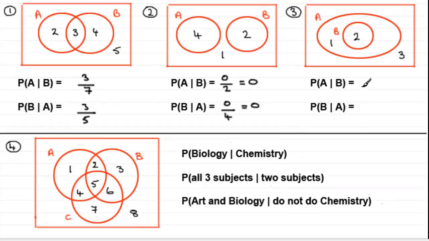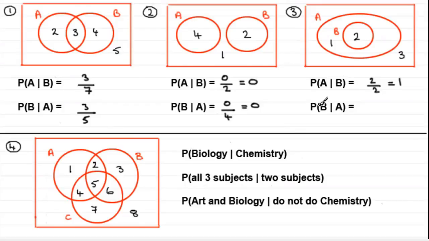Well, okay, if you had a go, let's see how you got on. Again, we've got the probability someone does art, given that they did biology. Well, we know that they did biology, so there's only 2 people doing biology, so that would be our denominator there, 2. But of these 2 people, how many did art? Well, both these 2 people did art because they're within A, so it's 2 out of 2 equals 1. Okay, it's guaranteed that if somebody's doing biology, they will be doing art.